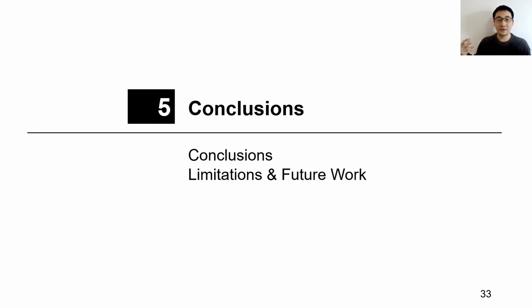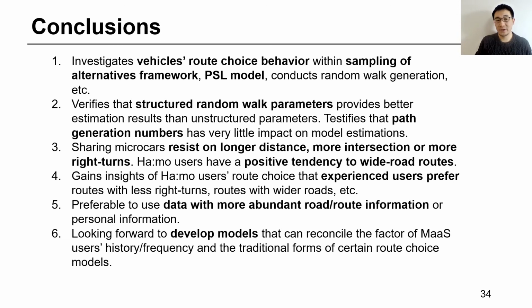Okay, now some points of conclusions to wrap up this research and my talk. My work studied sharing microcars route choice behavior with a framework of a path-size logit model, sampling of alternatives method, conducted experiments on random walk generation, and so on. Verified that structured random walk parameters provided better estimation results, and the path generation numbers had really little impact on model estimations. It studied microcars route choice behavior and confirmed that drivers resisted on longer distances, more intersection numbers, more right turn numbers. It also found that Hummer users have a positive tendency to routes with larger road width.